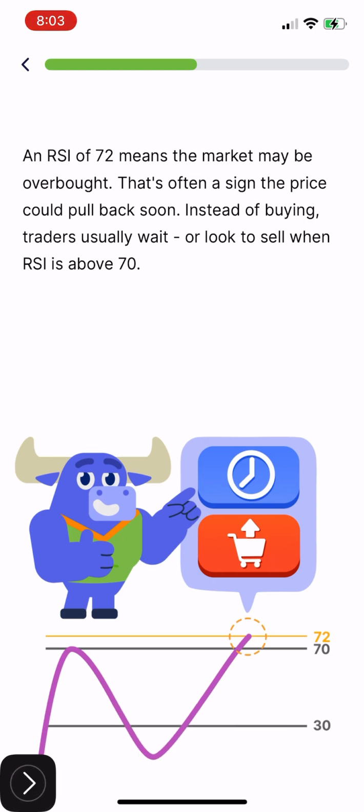An RSI of 72 means the market may be overbought. That's often a sign the price could pull back soon. Instead of buying, traders usually wait, or look to sell when RSI is above 70.